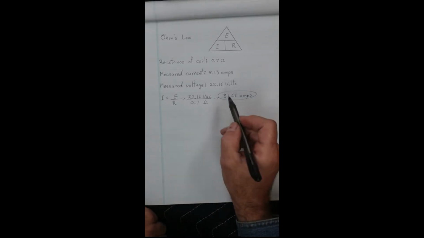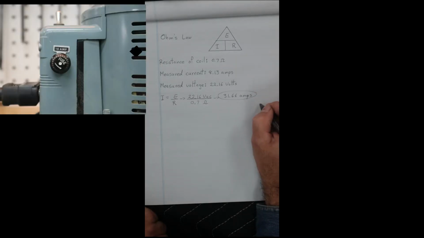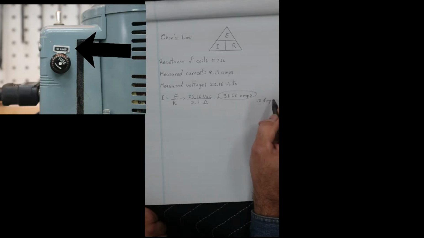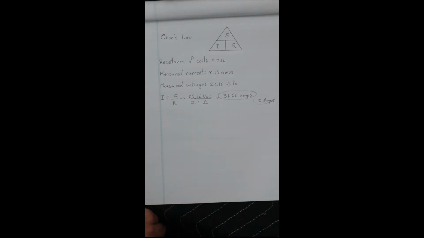But at first glance, there seems to be a problem here. This is almost 32 amps. Now I know for a fact that the power supply had a fuse at 10 amps, and so did the multimeter. During the whole demonstration, I never lost power. I never damaged any of the fuses. So is this a mistake, or is there more to this than meets the eye?